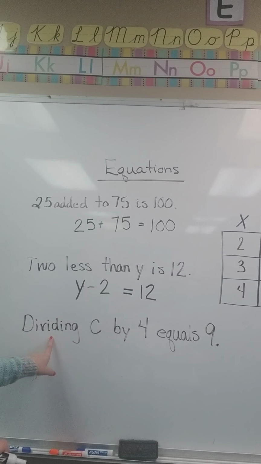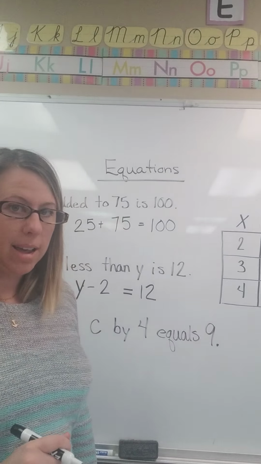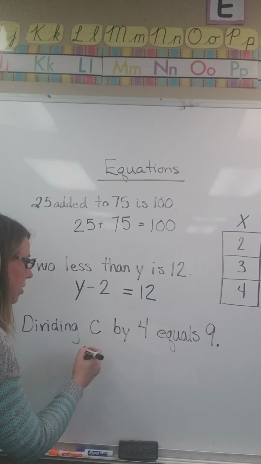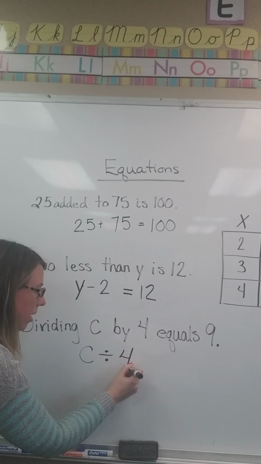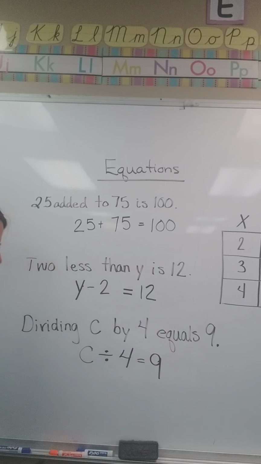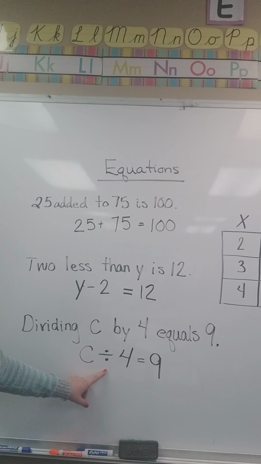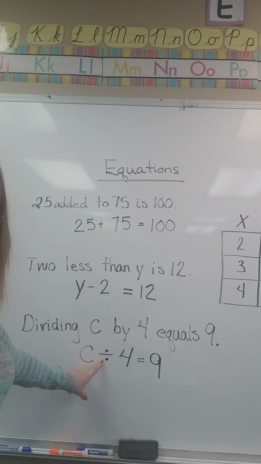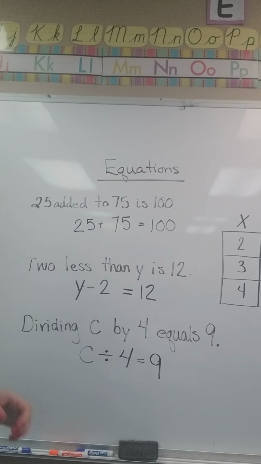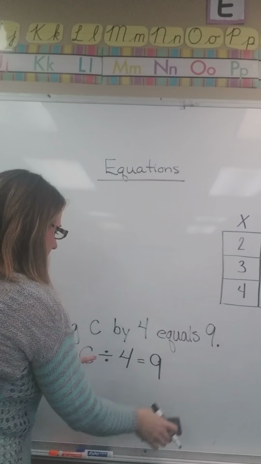And then down at the bottom, we have dividing C by 4 equals 9. So we're going to do C divided by 4 equals 9. Now there's 2 different ways that we can write this, and that's one that we're going to talk about right now. So you can write a division equation 2 different ways. You can use it doing this symbol, or you're going to do something that somewhat looks like a fraction. I'm going to erase this part and keep this.